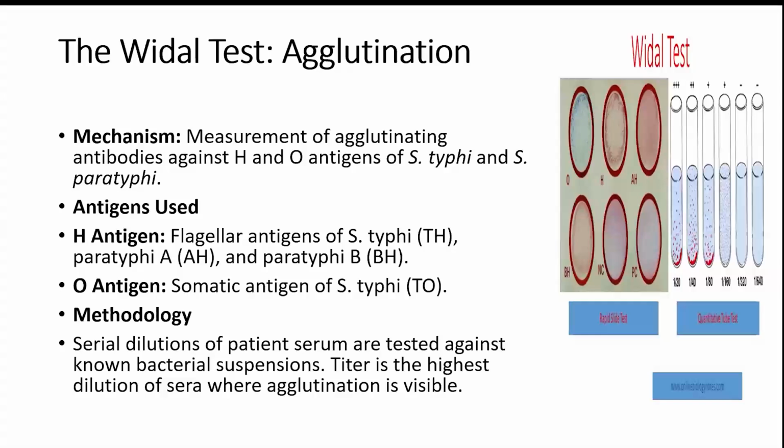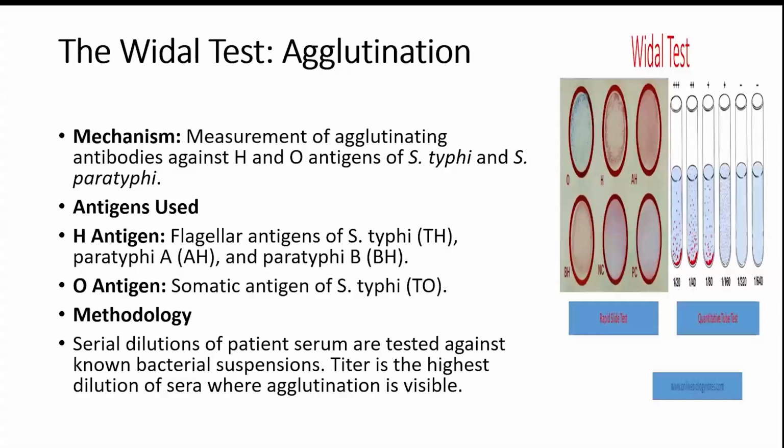It measures the antibodies against H and O antigens of Salmonella Typhi and Paratyphi. So what are the antigens used? H antigen of Typhi, Paratyphi A and Paratyphi B. If you name them, H antigen of Typhi is TH, H antigen of Paratyphi A is AH, and H antigen of Paratyphi B is BH. And then O antigen of Typhi, that is TO.